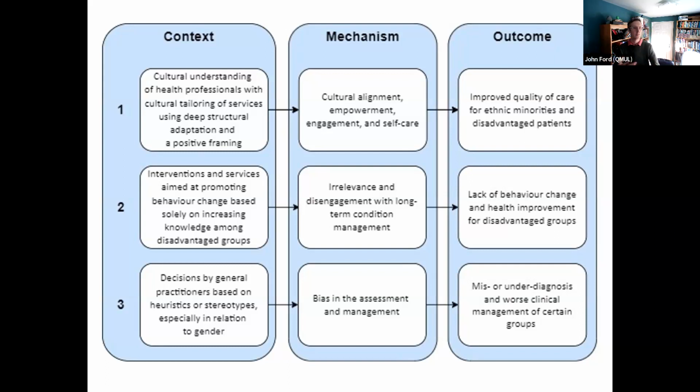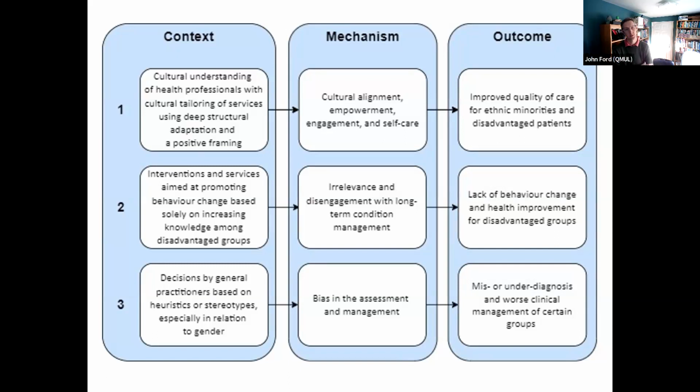So, this idea that when we have a culturally competent context, it leads to cultural alignment, empowerment, engagement, self-care, which leads to improved quality of care. Again, that's probably not rocket science, but that's describing how, if we change the context, if we start introducing interventions which promote cultural competence, then we'd expect this mechanism to be triggered to lead to that outcome. We're not saying it happens every single time, but this is a pattern which we're likely to see in reality. They can be positive or negative.